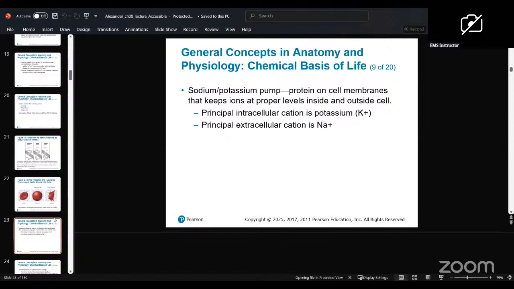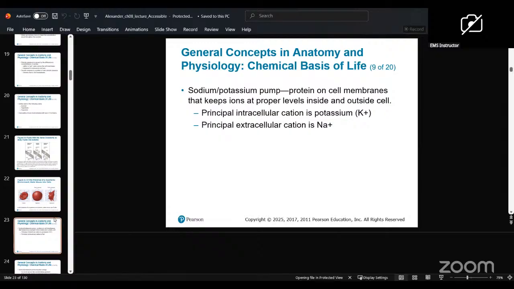So we'll talk about the sodium potassium pump for a minute, mainly on the potassium side. But our body needs certain parts of sodium and certain parts of potassium to maintain homeostasis, to keep everything normal and keep everything balanced. So our sodium potassium pump, I want you to think of it as a protein on a cell membrane that keeps ions at proper levels inside and outside of the cell.